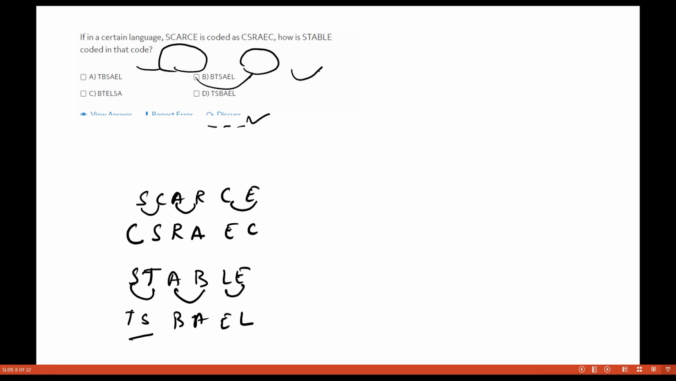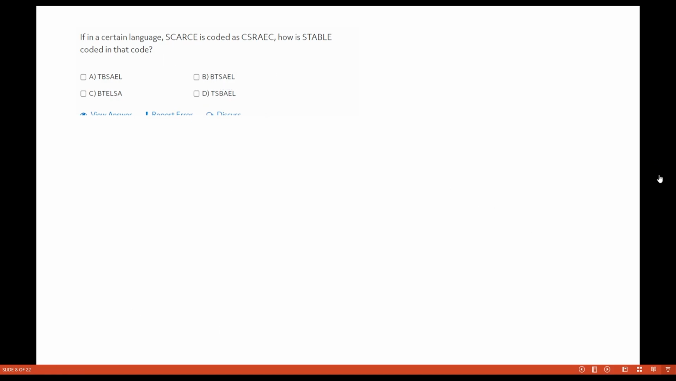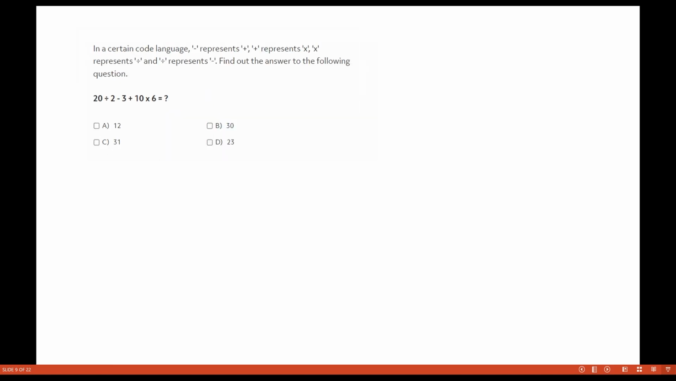Okay, so these are the questions you can do very easily. Fine. It is just reasoning. You just have to use your brain. Nothing very important. Okay, this kind of question we already did, so I think you can find it, but let us still do it. So 20 divided by 2 minus 3 plus 10 multiplied by 6. So minus, it is saying it is plus. So minus is here, this becomes plus.